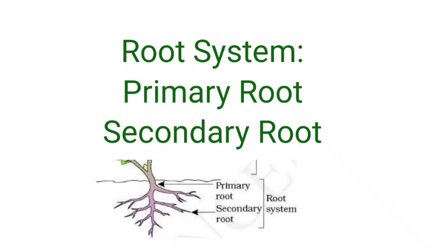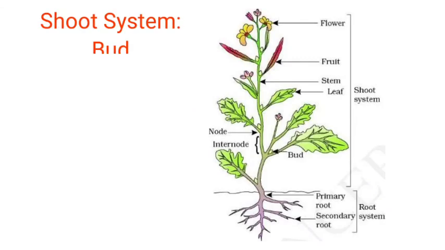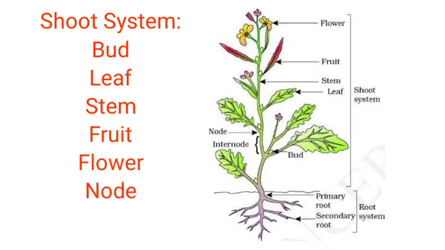Root system is divided into two basic parts, primary root and secondary root, and shoot system is divided in many parts like bud, leaf, stem, fruit, flower, node, internode, etc. I hope you have understood all these concepts related to parts of plants.